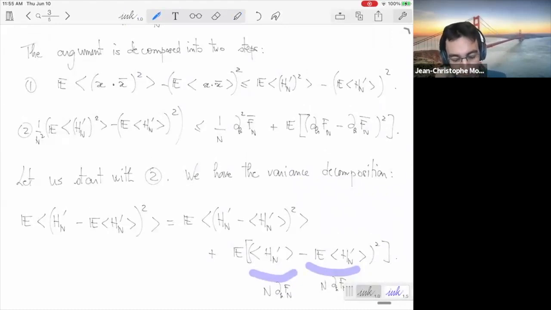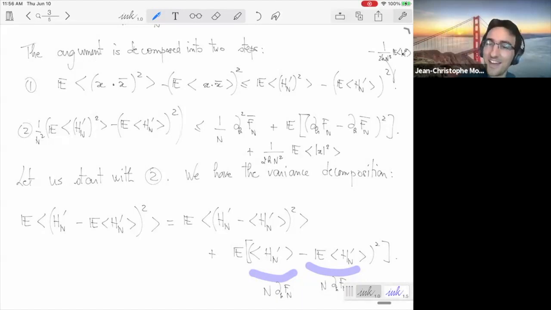So here there will be a plus 1 over 2h n square expectation of x squared. And here I'm going to add a minus 1 over 2h n square expectation of x squared. Sorry about that. I have forgotten about this annoying term. I thought I could just dismiss it.